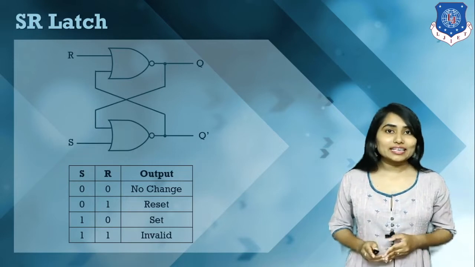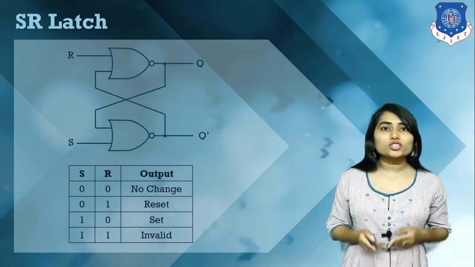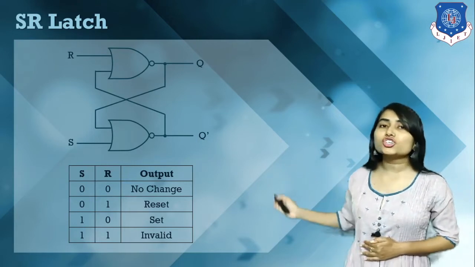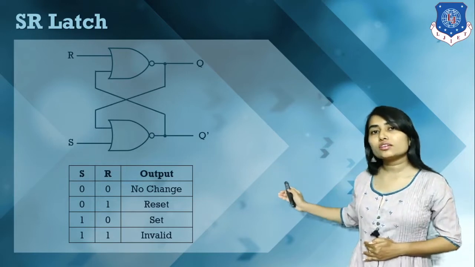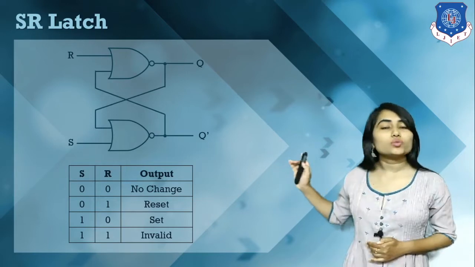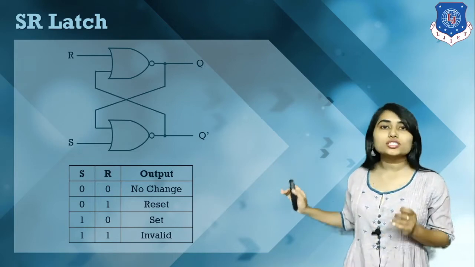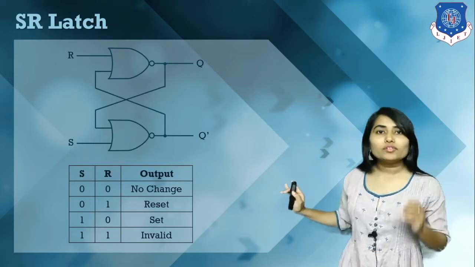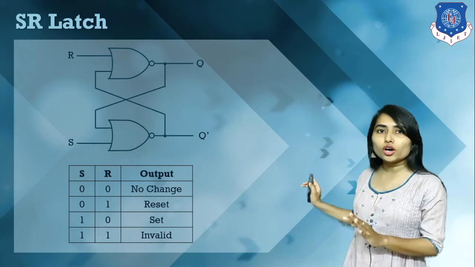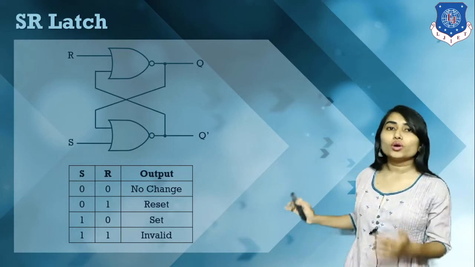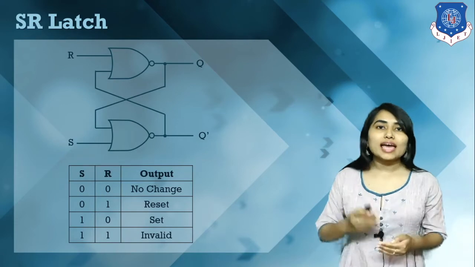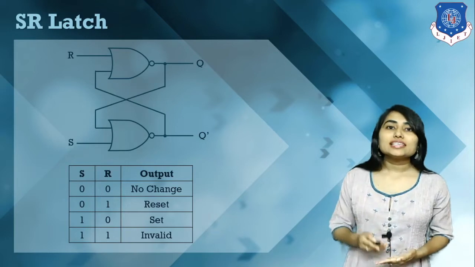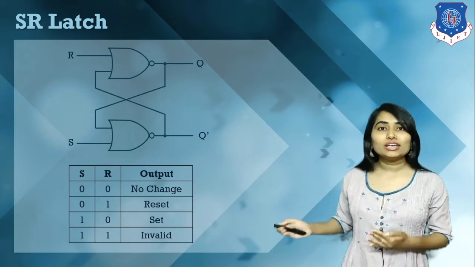So this is the characteristic table of this circuit. The SR latch works like this. Whenever S and R are 0, 0, we have a no change condition. When S is equal to 0 and R is equal to 1, we have a reset condition, so the output is 0, whatever the previous output was. Whenever S is equal to 1 and R is equal to 0, we have a set output of 1, and for S and R equal to 1, 1, we have an invalid state.